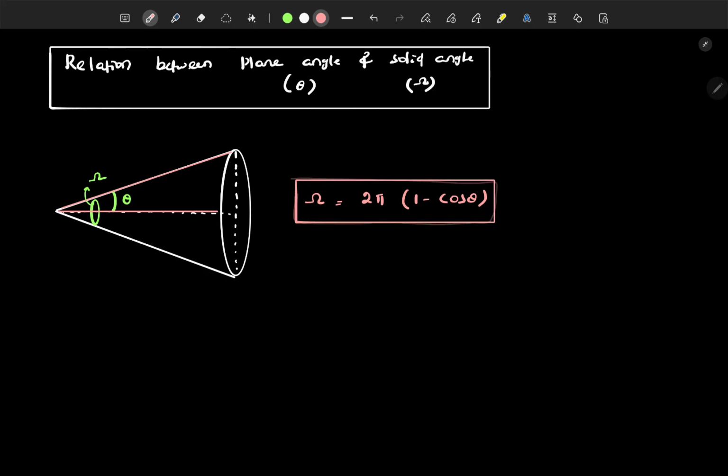So in class 12, the first chapter is electric charge and field. During the time of electric flux calculation, this formula will help you a lot. Yes, this is the relation between plane angle and solid angle. So keep it in mind. This is about your plane angle and solid angle.